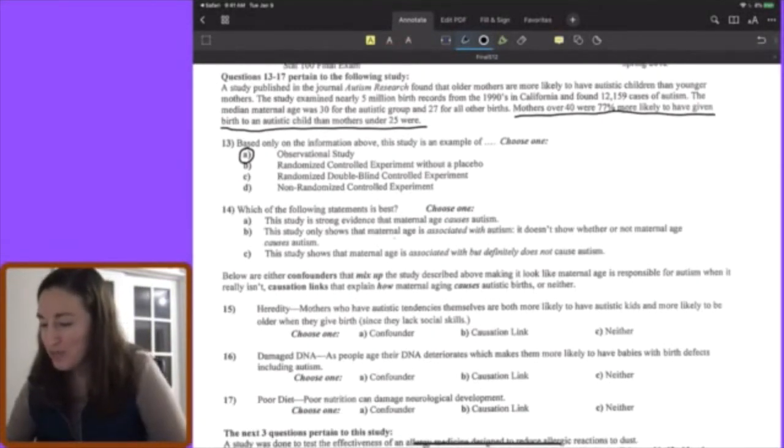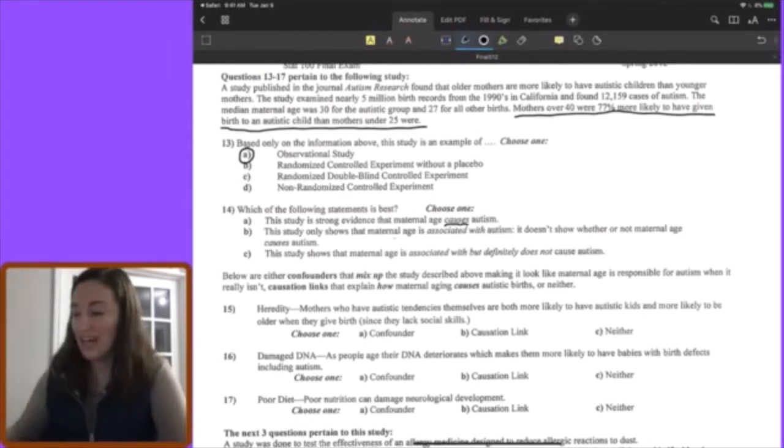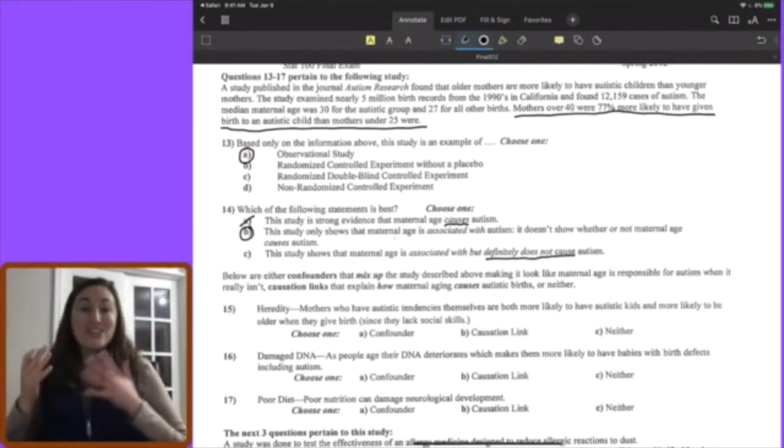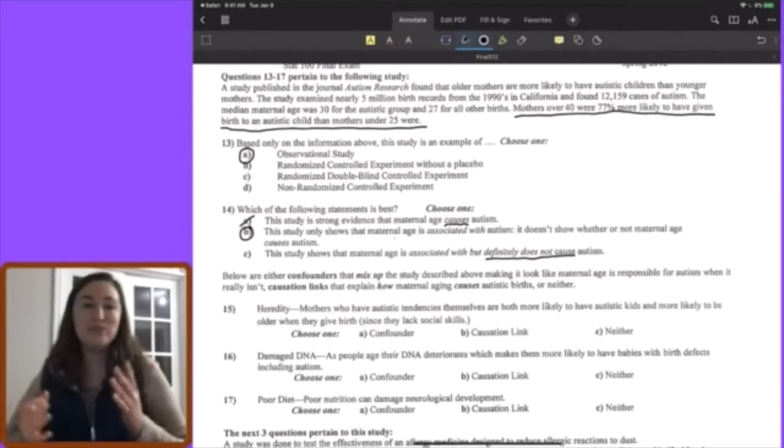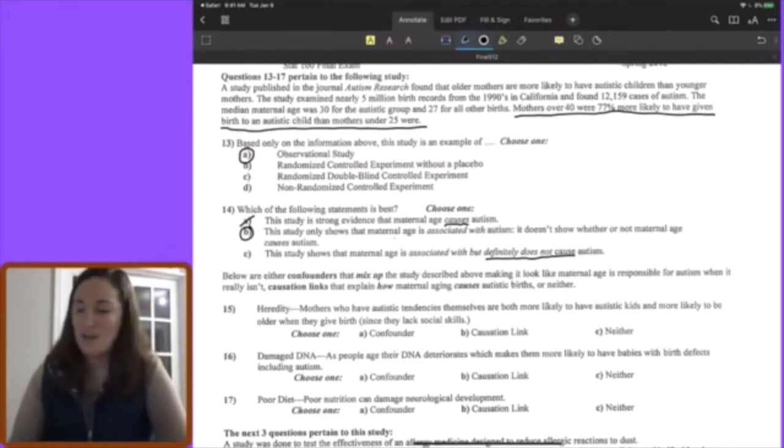I guess number 14, which statement is best? This right here, I can't say because the study wasn't random. So I'm going to get rid of that one. What else? This study shows maternal age is associated with autism. It doesn't show whether or not it causes it. That sounds good to me. This definitely does not cause. I don't like that because it could, but we just don't know. So definitely, statistics is never having to say you're certain. So I'm not going to pick that one.